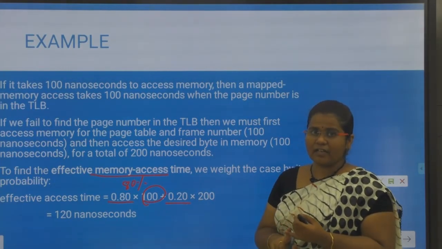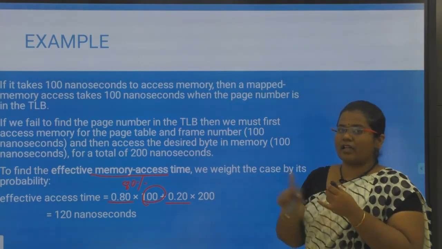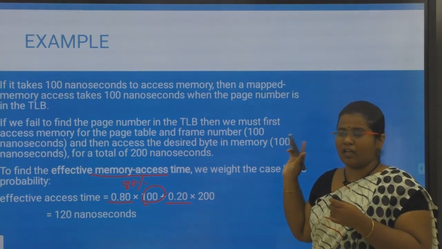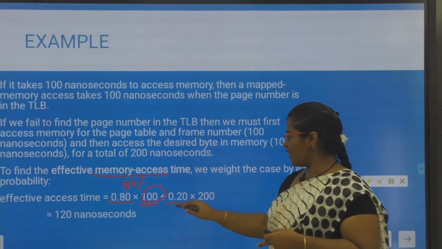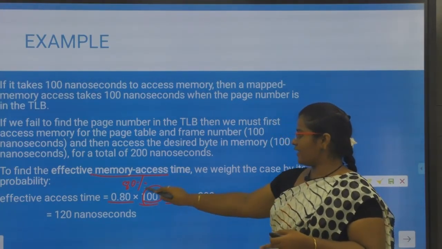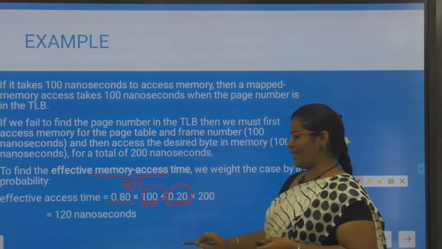So the 100 nanoseconds to refer to your page table is reduced. You will only need 100 nanoseconds to refer to your main memory. So the total access time taken is 100 nanoseconds. In the case of a TLB miss, 100 minus 80, you have 20%, which will be your TLB miss.